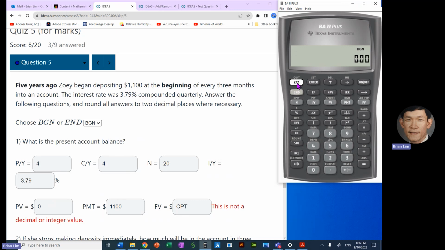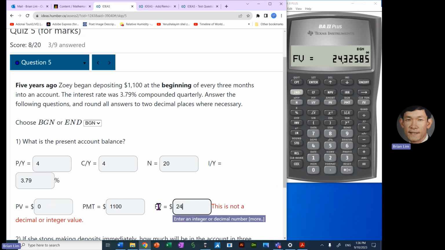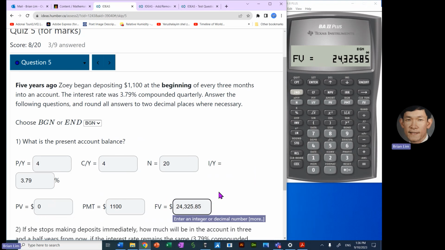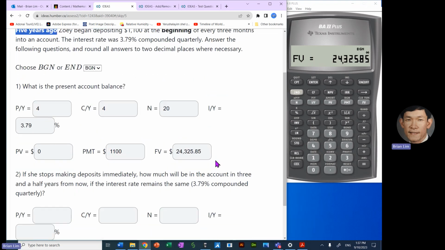Now I can exit here and show you, well, now it's set in the begin mode. All right, the default mode is end. And you see no display in the end mode. So we are ready to do our calculations. I think we've entered our numbers already. So now we can go and compute the future value. Yes. So let's go and compute the future value. And that number hopefully is correct. $24,325.85. Now that is like now, but because the deposit started 5 years ago.